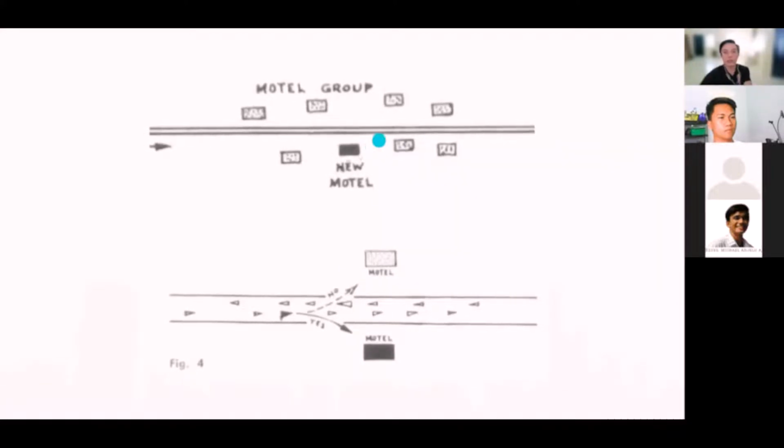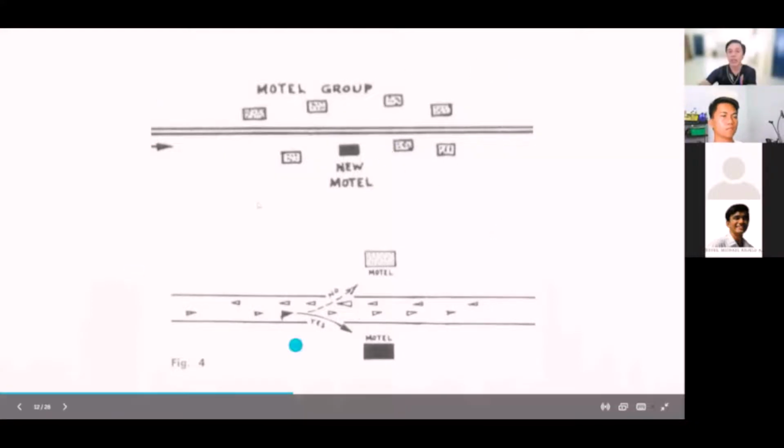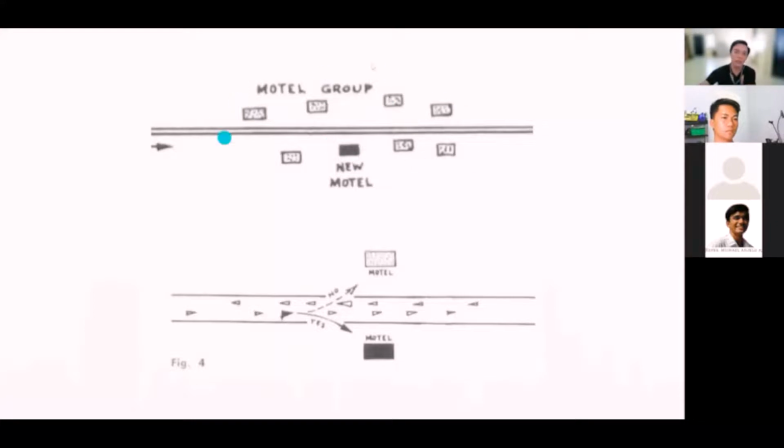So if your location has a lot, ibig sabihin kapag successful yung business, they have a lot of competitions in that specific area. Kaya it's feasible also to locate a new motel in that. So ang magkakatanong na lang dito is how strong is your branding, how strong is your market competency with regards to all of these motels.